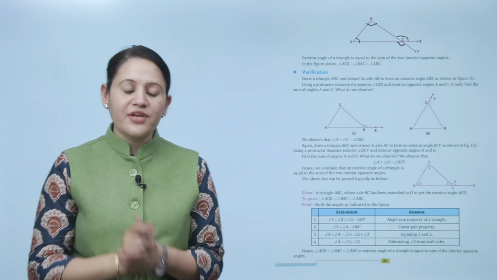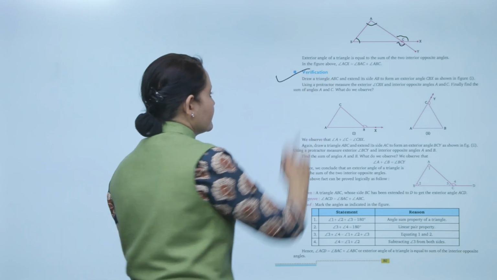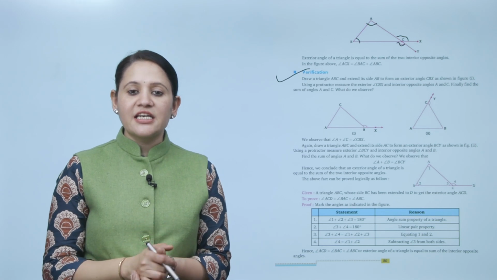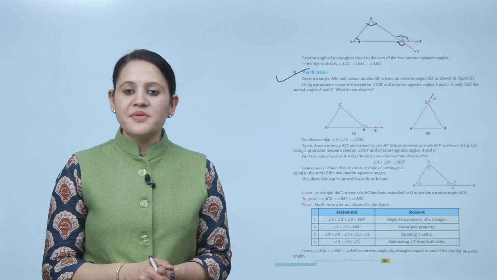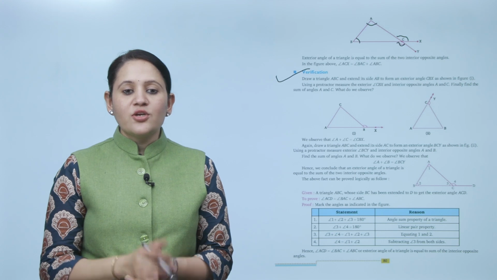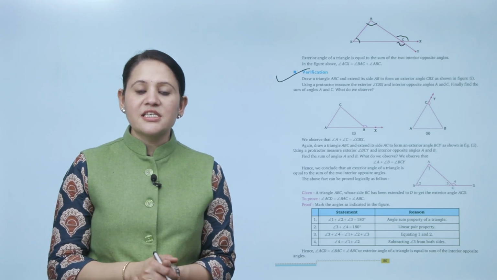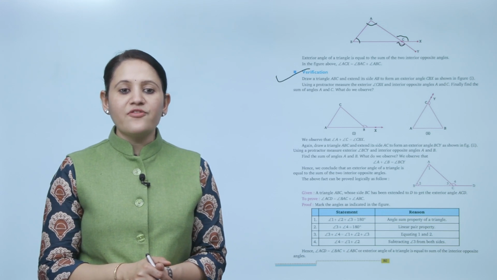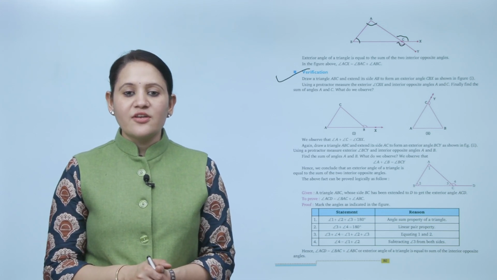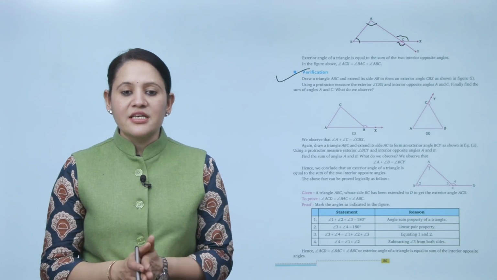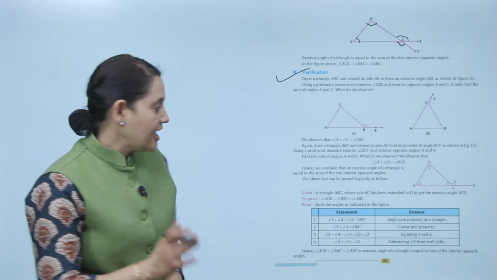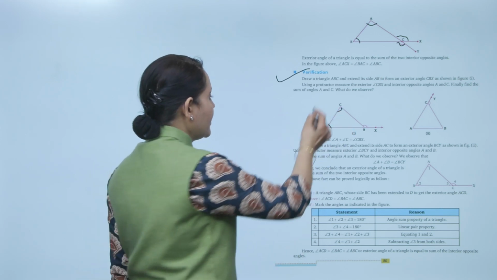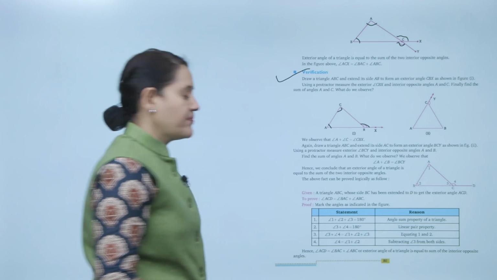Clear? Next is verification. For verification, first we will draw a triangle ABC and extend its side AB to form the exterior angle CBX as shown in figure 1. Using the protractor, measure the exterior angle CBX and the interior opposite angles A and C. Finally, find the sum of angles A and C. What do you observe? We observe that the sum of angles A and C is equal to angle CBX, which equals this.